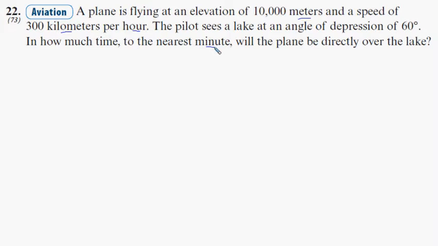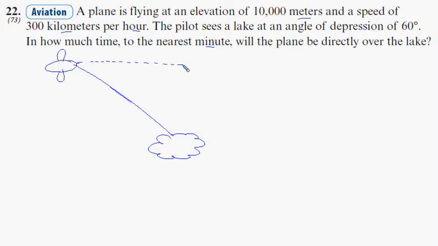So first of all, let's just draw a little sketch. Here's my airplane, with my mad drawing skills. All right, and we have the pilot here, and he sees a lake at an angle of depression. So the pilot's looking down here at the lake. Here's the lake, right? Beautiful lake. And it says the angle of depression is 60 degrees. So remember, you've got this imaginary horizontal line, right? So here's the 60 degrees. That's the angle of depression.